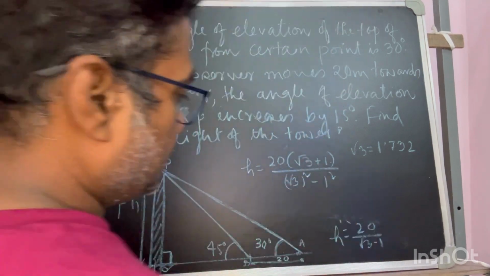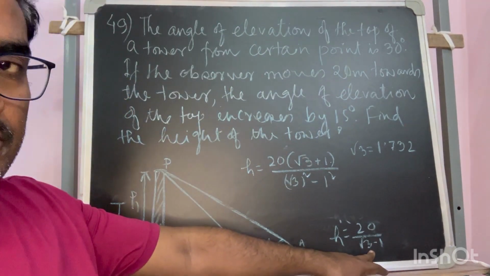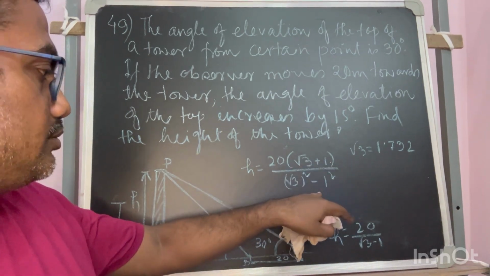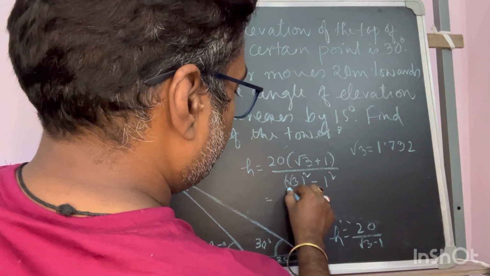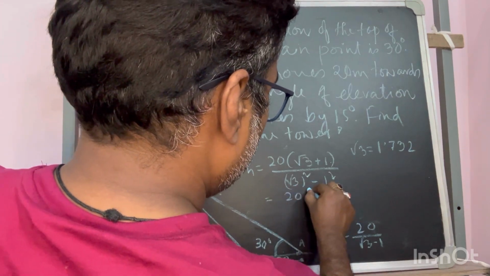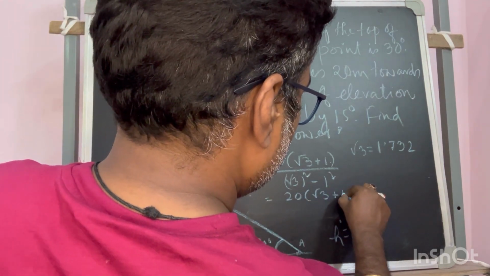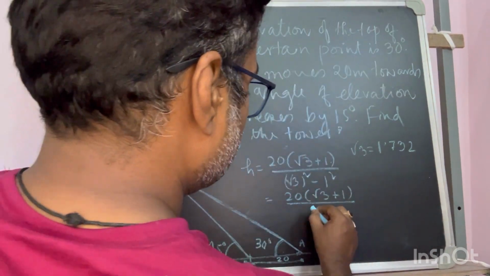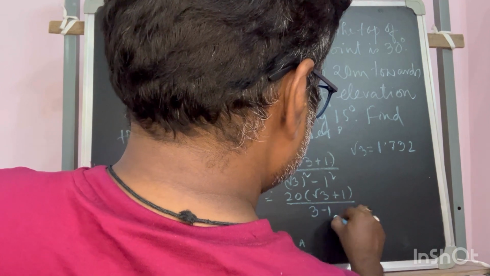So how did I do that? I have multiplied with the conjugate, root 3 plus 1. So that will turn into a root-free portion in the denominator, which will be easy for me to calculate, because multiplication is easier than division. So this will become 3 minus 1, that is equal to 2.